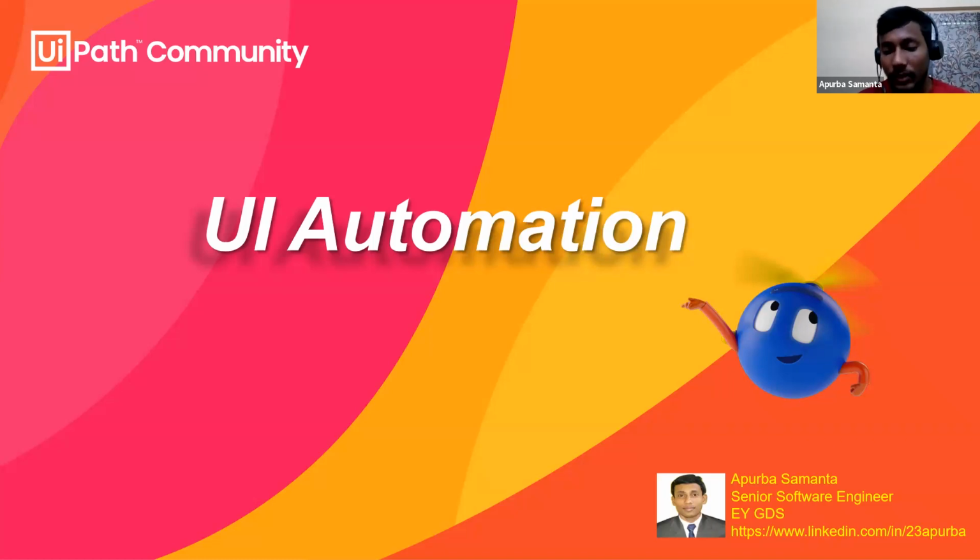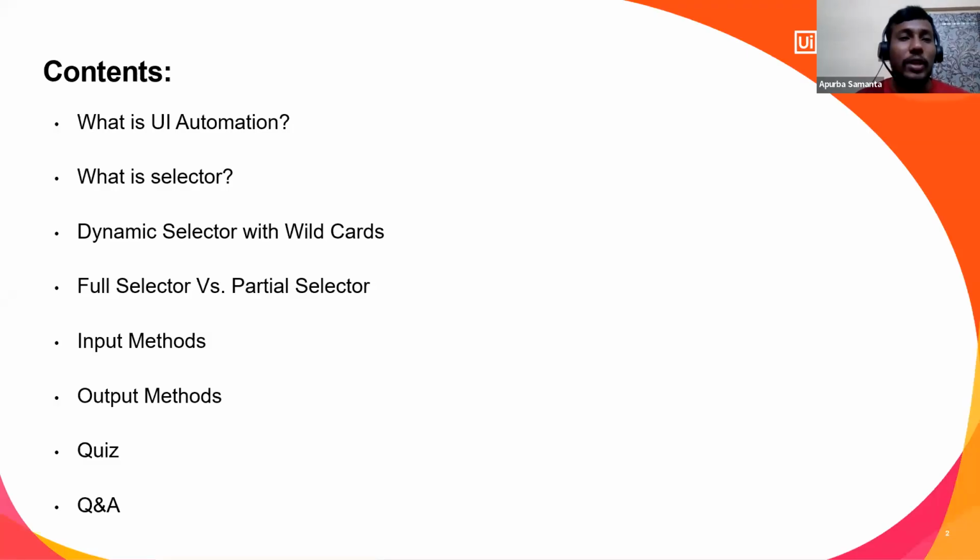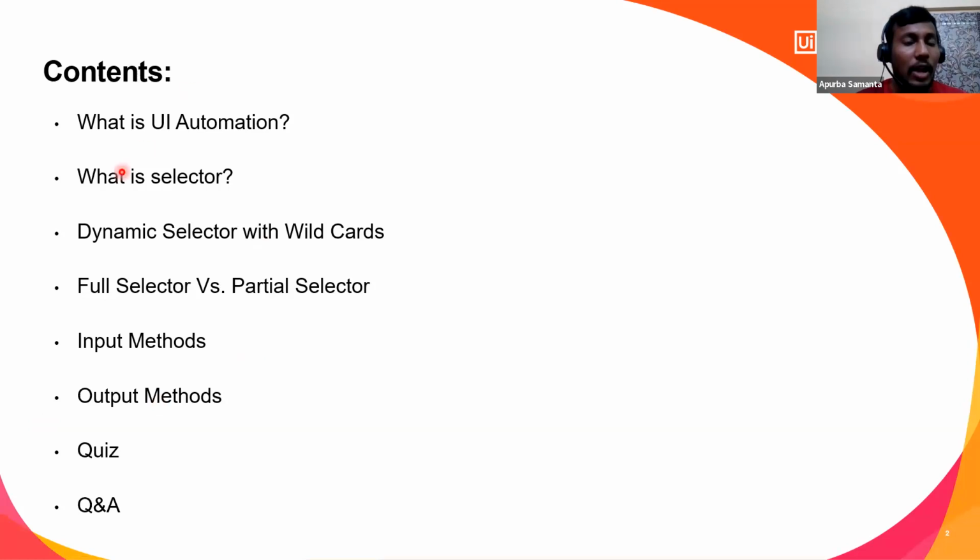So let's see today's contents. Today we'll be focusing on what UI automation is, and second, what a selector is. We'll cover the basic definition of a selector and how to create selectors, and then we'll go to dynamic selectors with wildcards.